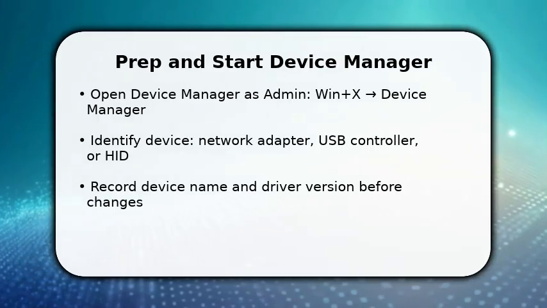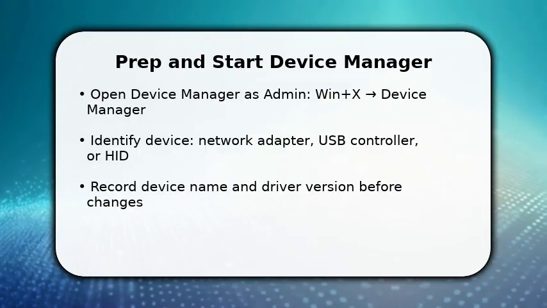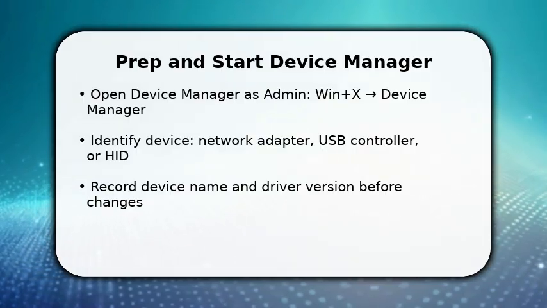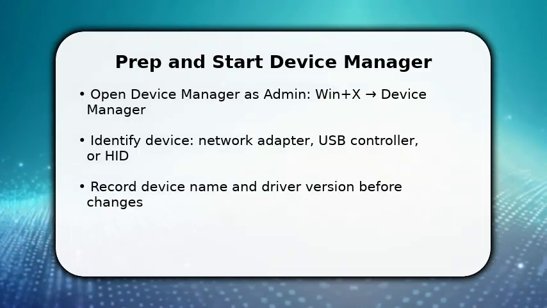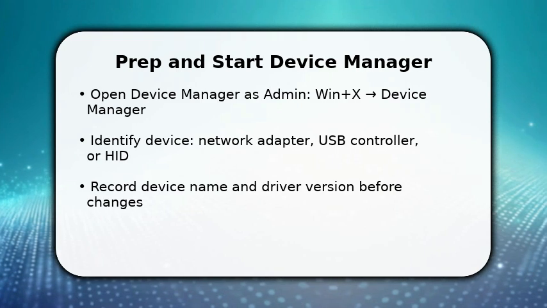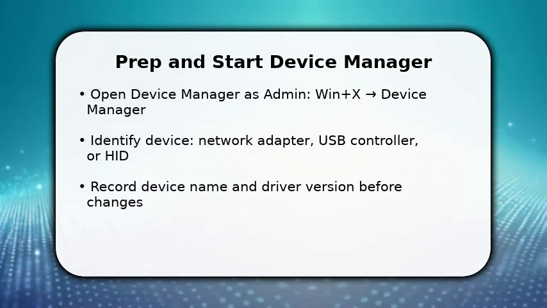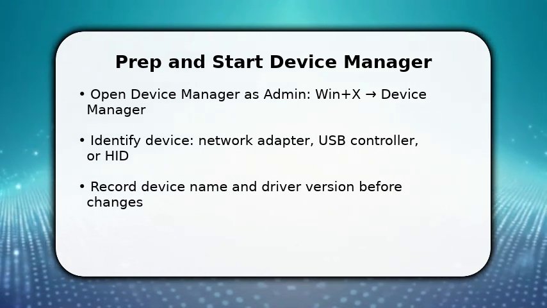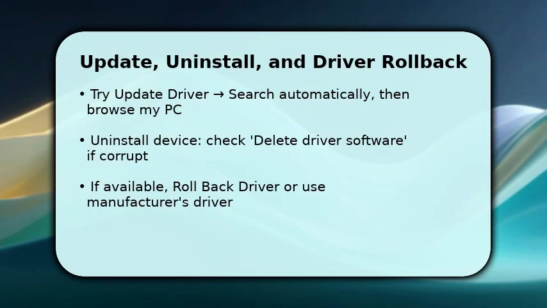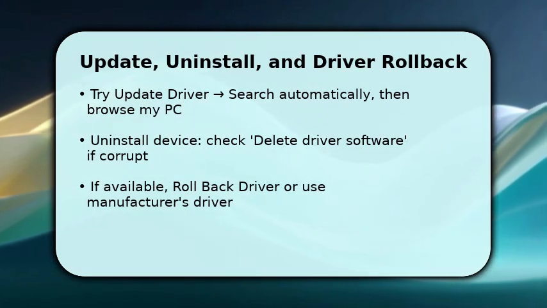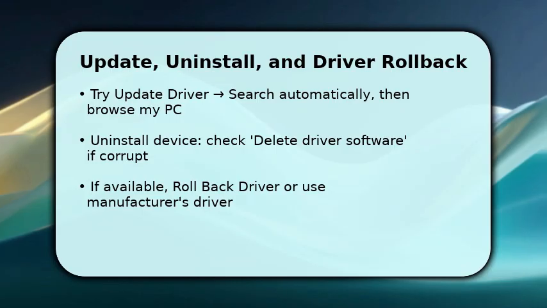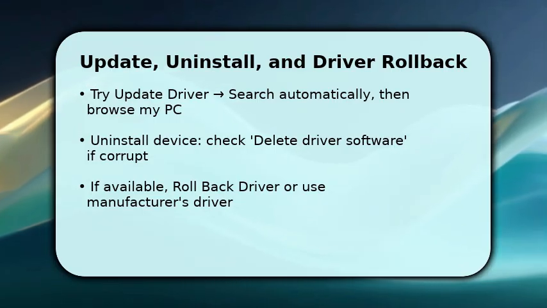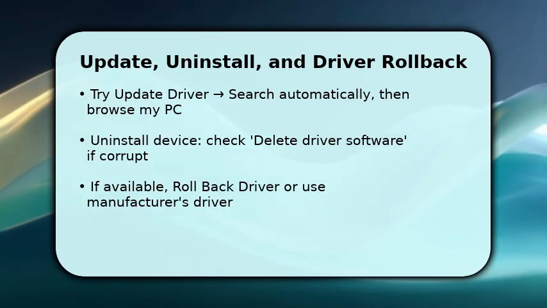Now right-click the device and choose Properties. If the Power Management tab is missing, you will proceed to update or reinstall drivers and adjust registry keys. Do not skip the recorded info because it prevents confusion later. You should next try updating the driver. Choose Update Driver and allow Windows to search automatically, then try browsing your PC for a manufacturer's package.